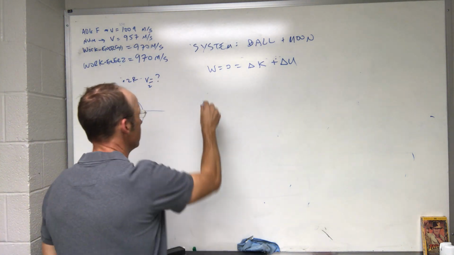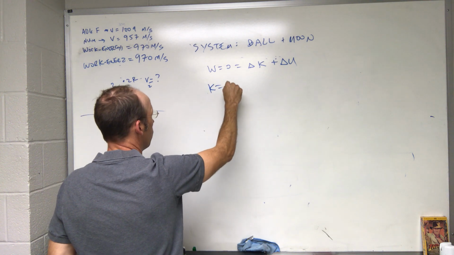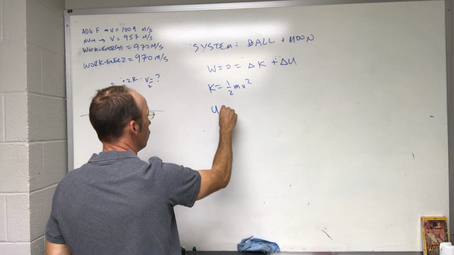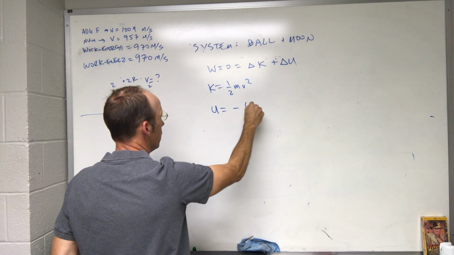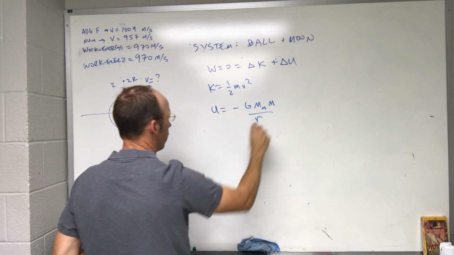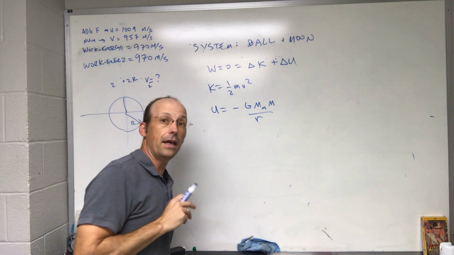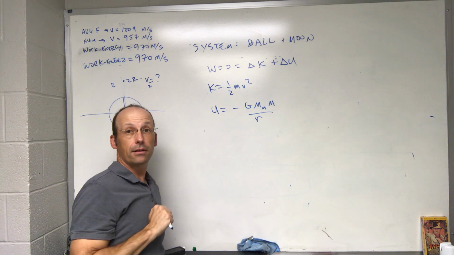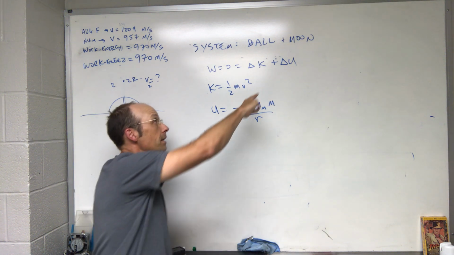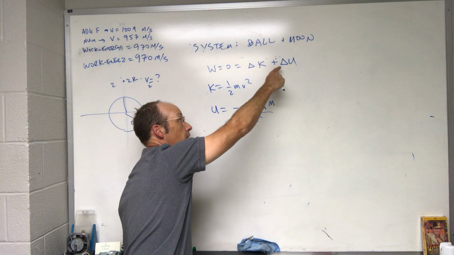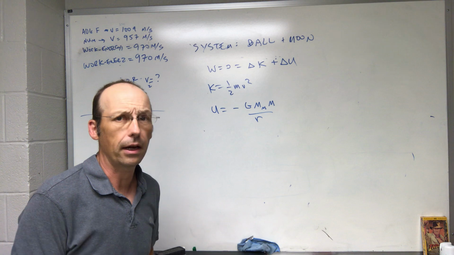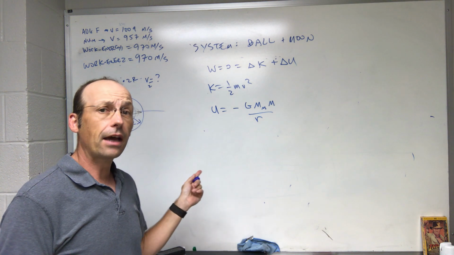So in this case, I'm going to say the kinetic energy is 1/2 mv squared. The potential energy, U, is negative G, mass of the moon, mass of the object, over r. Now, this negative is indeed important. And in fact, this is a change in kinetic energy and a change in potential. The potential actually isn't perfectly defined. This is actually a cheat.